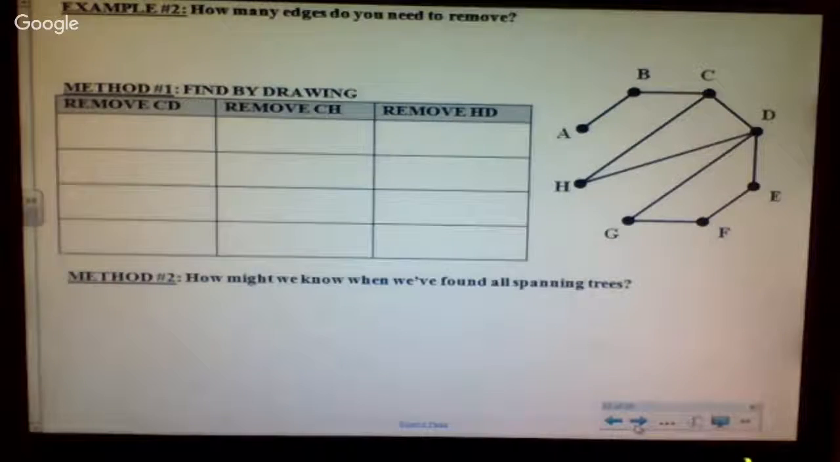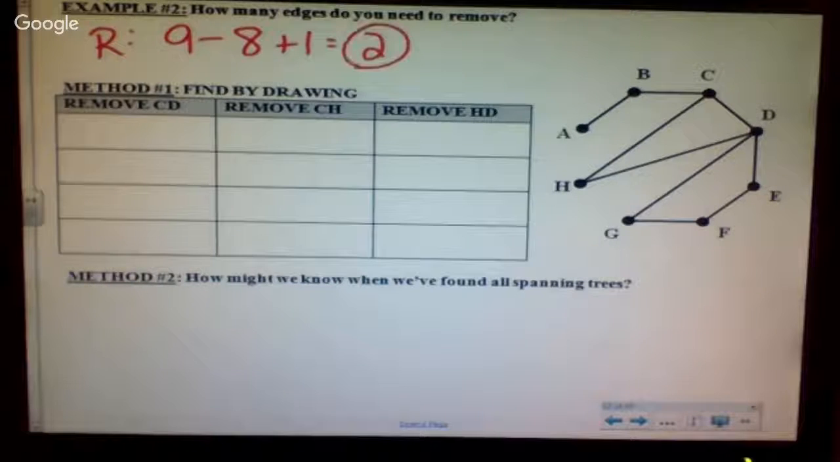Okay, so example number 2. We're still going to use that same formula. So redundancy equals, how many edges are in this graph? 9. I've got 9 edges. Minus how many vertices do I have? 8. Plus 1. So how many edges do I need to remove? 2. I need to remove 2.